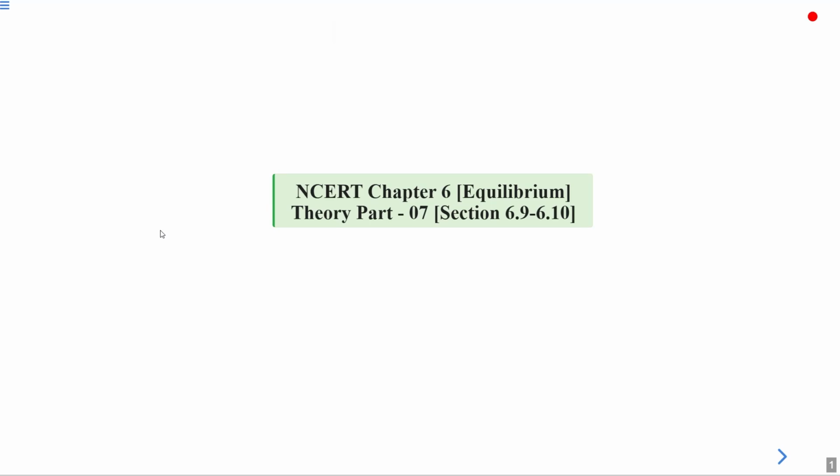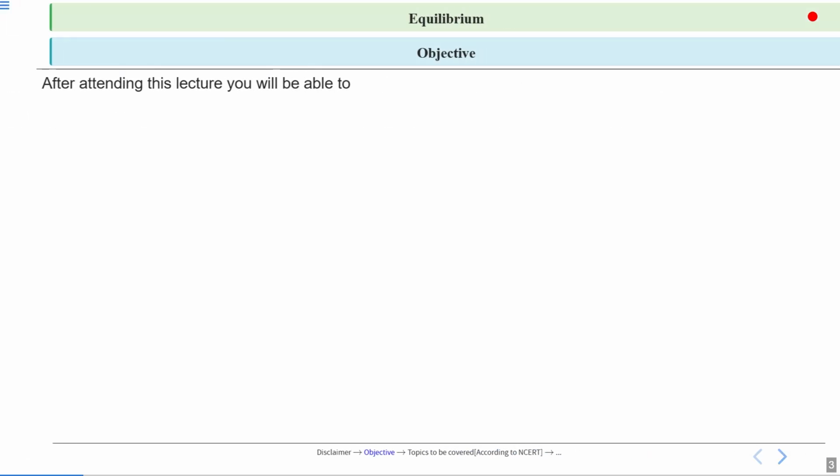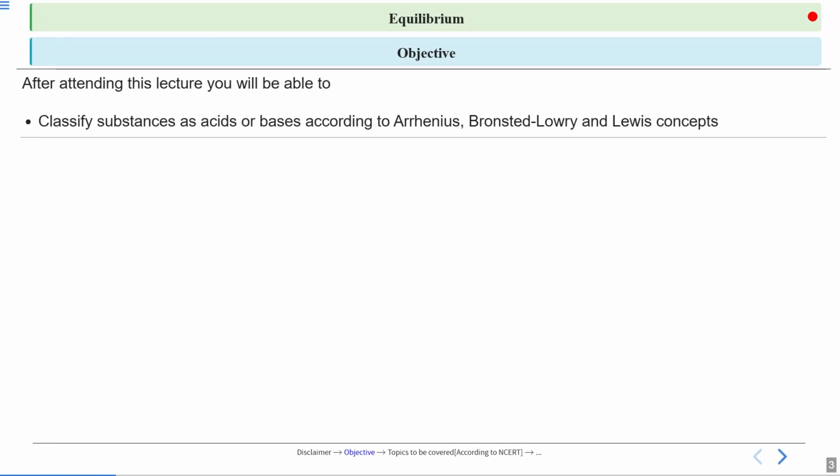So today we will see the theory part 7 of the chapter 6 equilibrium, in which we will be covering section 6.9 to 6.10. So this is the disclaimer. Our objective would be to look at the classification of substances as acids and bases. Now this classification will be based on three theories: Arrhenius, Bronsted-Lowry and Lewis concepts.